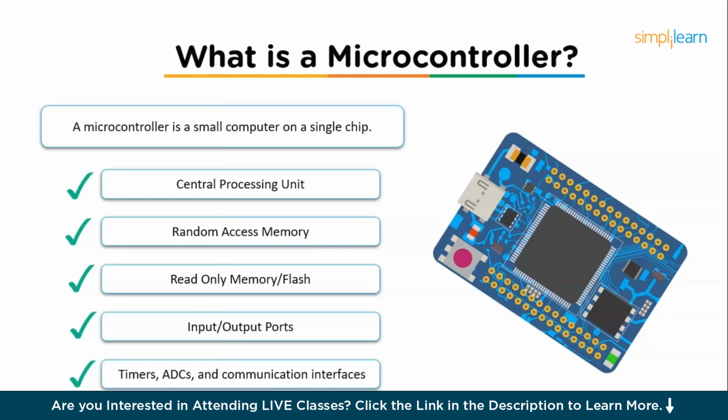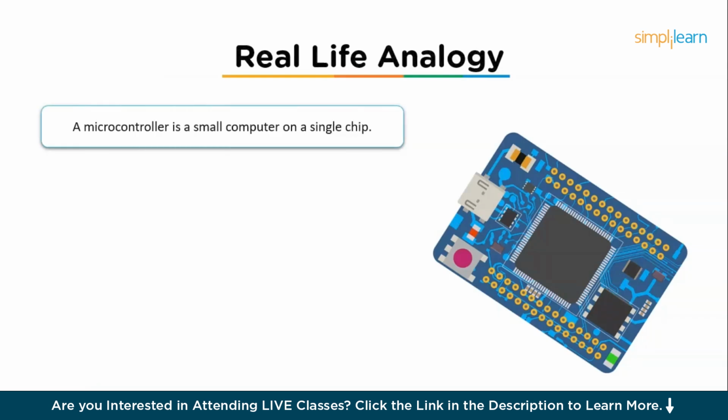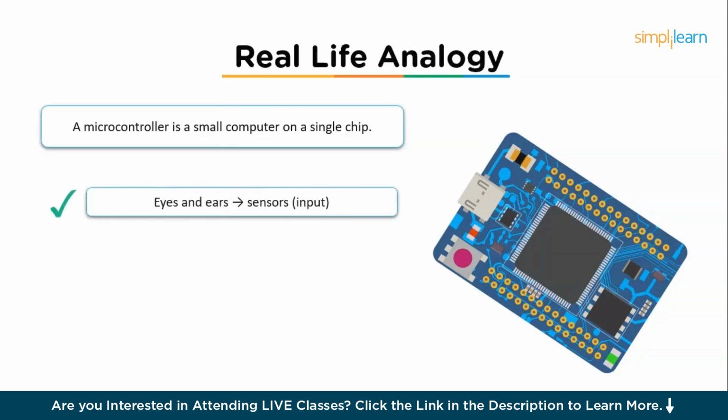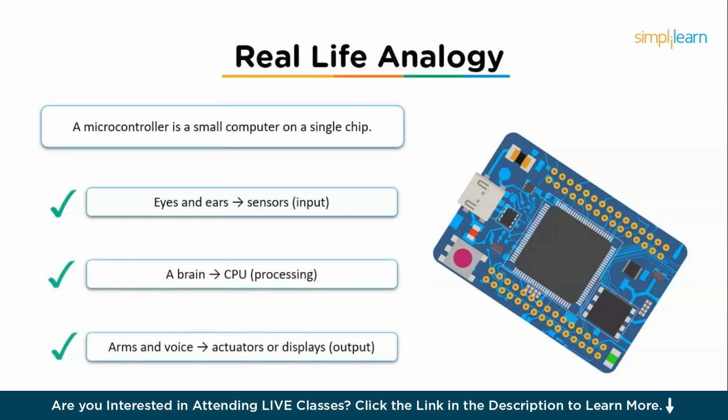So in simple words, a microcontroller is like a tiny brain that can take input, process it, and give the output all by itself. Let's move on and see the real life analogy. Think of a microcontroller as a self-contained robot, basically a simple computer on a single chip. It has eyes and ears, that is the sensors as input. It has a brain, that is a CPU for processing. Then it has a voice, that is the output. So everything is built in. It doesn't need external components to function. That's why microcontrollers are perfect for embedded systems that do one job very efficiently.